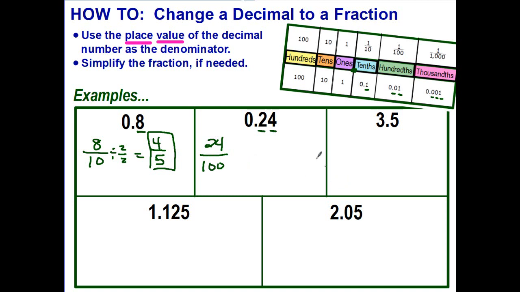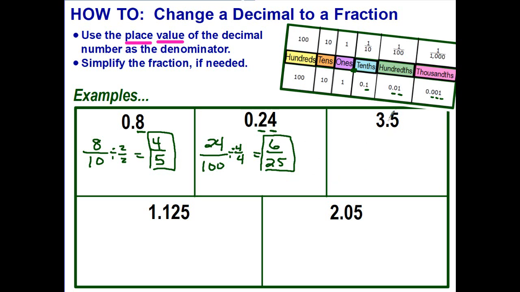Now we have to simplify. I know 24 is not a factor of 100. Be careful. You might be thinking 25, but this is 24. 24 is not a factor of 100. They're both even. I can divide by 2, but I also know that 4 is a factor of 24 as well as 100. So I'm going to divide by 4. 24 divided by 4 is 6. 100 divided by 4 is 25. 6 is not a factor of 25. The only other factors of 6 are 2 and 3, and neither are factors of 25. So our fraction is simplified. 24 hundredths is equivalent to 6 25ths.